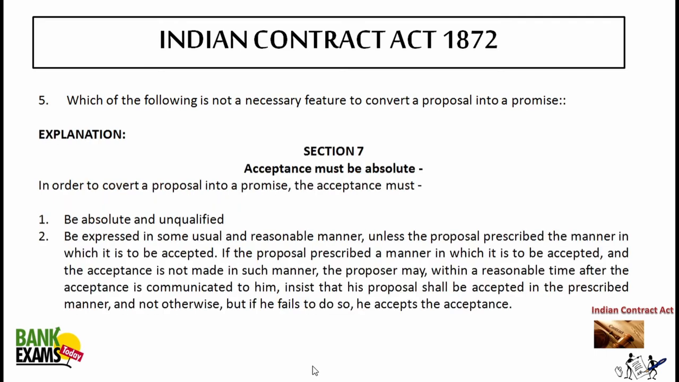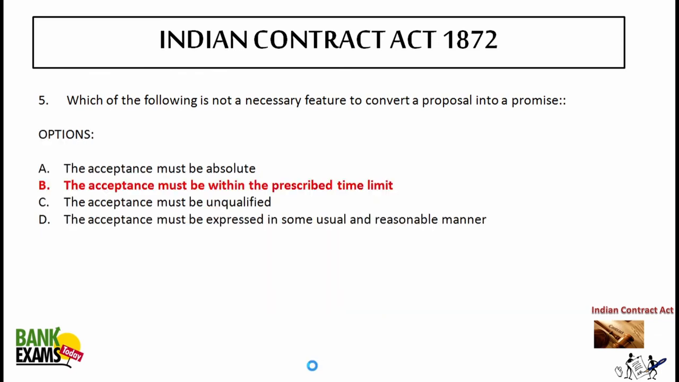Why? The explanation is under Section 7, that acceptance must be absolute. In order to convert a proposal into a promise, the acceptance must be absolute and unqualified. Second, it must be expressed in some usual and reasonable manner, unless the proposal prescribed the manner in which it is to be accepted. If the proposal prescribed a manner in which it is to be accepted and the acceptance is not made in such manner, the proposer may, within a reasonable time after the acceptance is communicated to him, insist that his proposal shall be accepted in the prescribed manner and not otherwise. But if he fails to do so, he accepts the acceptance. So, the acceptance must be within the reasonable prescribed time limit.